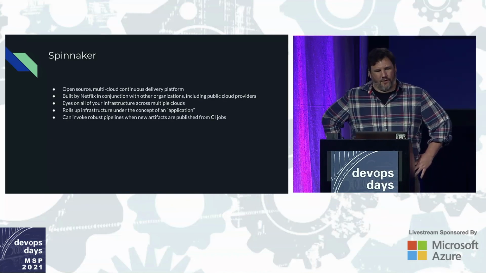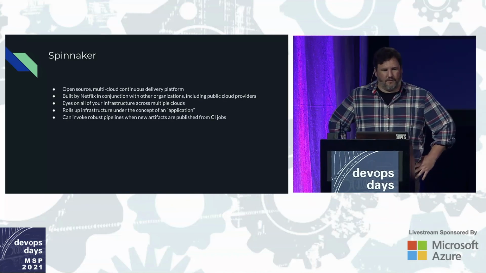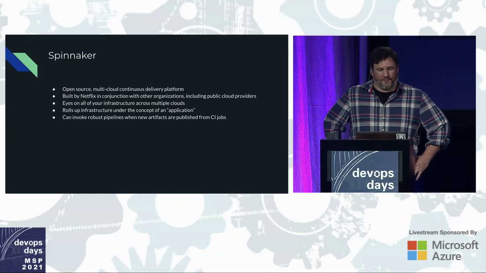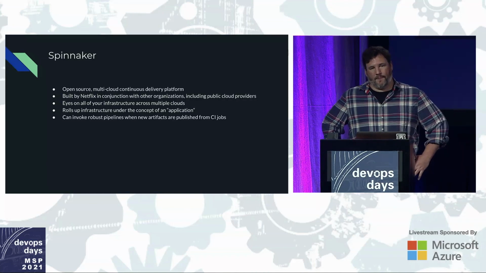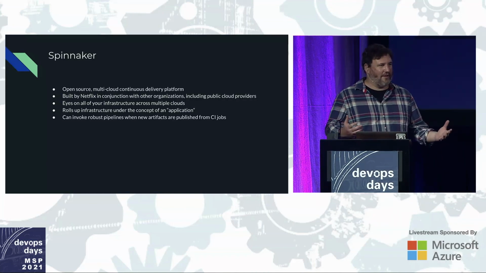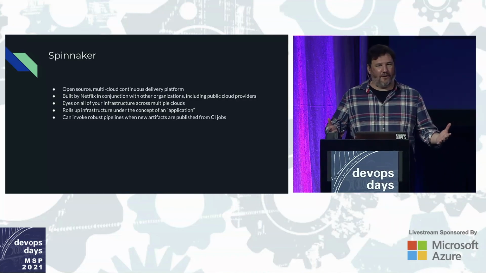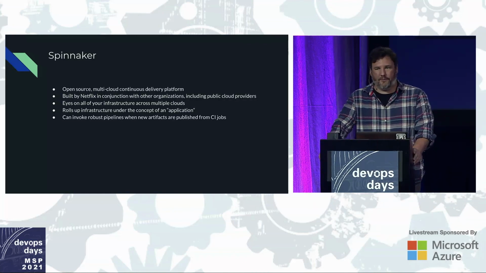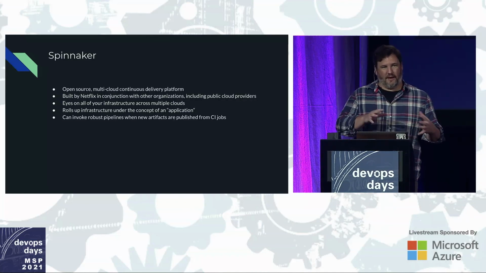For those of you who have not used Spinnaker before, I talked a little bit about it in the introduction, but it is an open source multi-cloud continuous delivery platform. Multi-cloud is a really hot topic these days, but we've been building multi-cloud tooling for the better part of the last decade. So Spinnaker is a very far along project, and if you're thinking about going multi-cloud, it's a really good way of doing it.